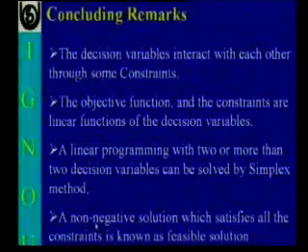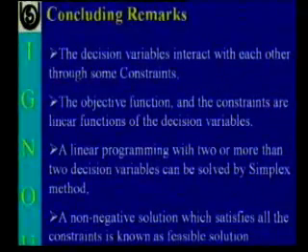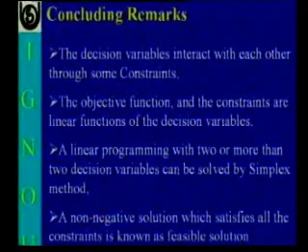A non-degenerate, non-negative solution which satisfies all the constraints: as you have observed, in the final table we get a solution where there is no positive number, which indicates that no further improvement exists, we cannot improve further. So if we want to maximize the profit, then this is the optimal solution where we get the final solution.